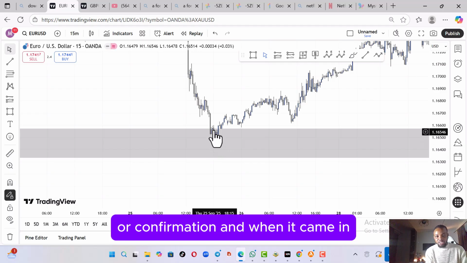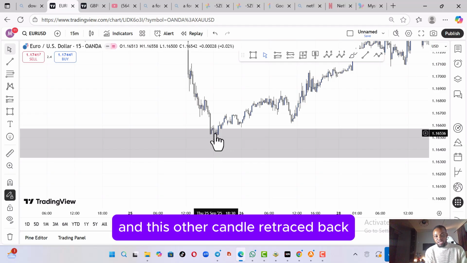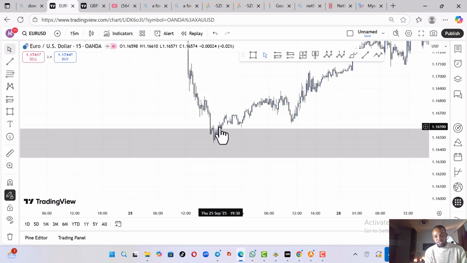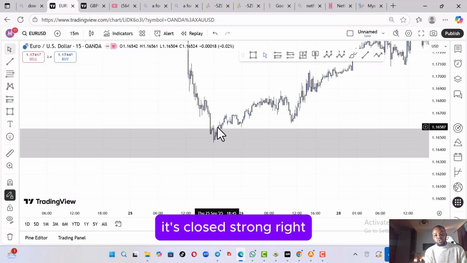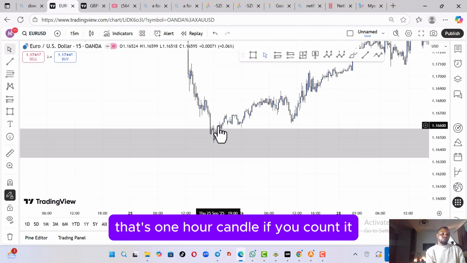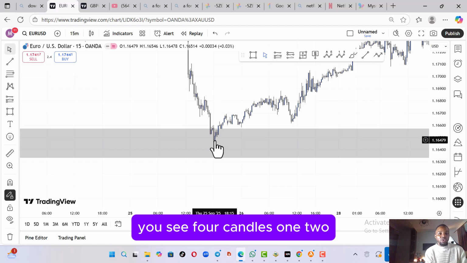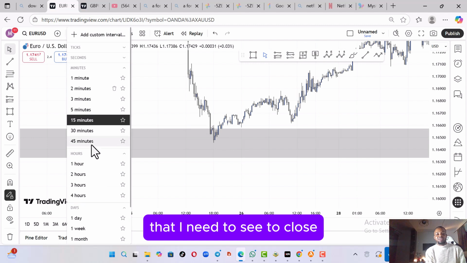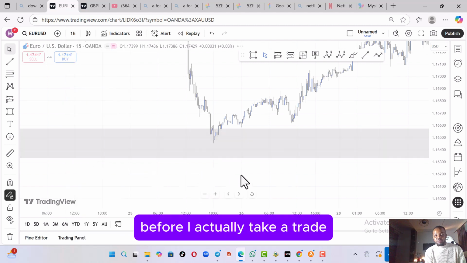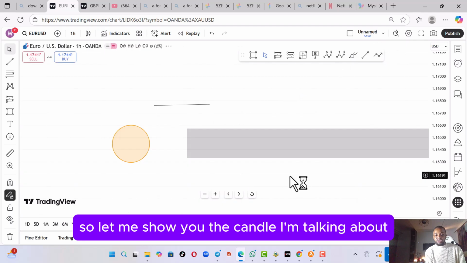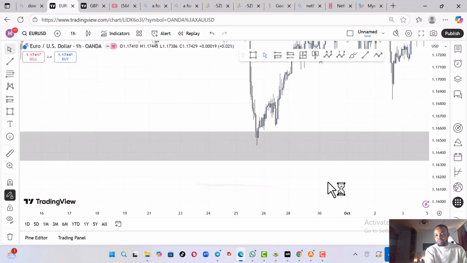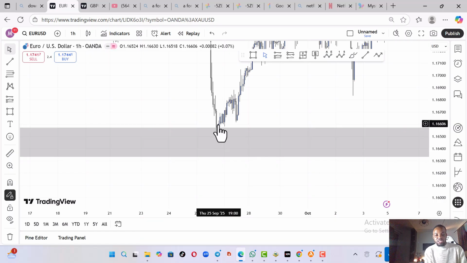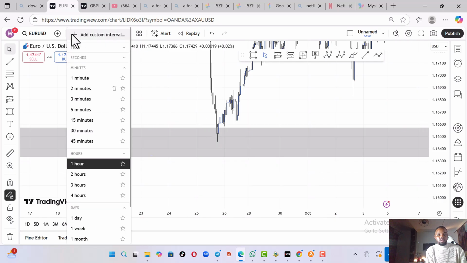And when it came in, the impulsive move here, and this other candle retraced back, the fourth candle, what happened to it? It closed strong, right? That's the 1 hour candle. If you count it, you see four candles: one, two, three, and four. That is the 1 hour candle that I'm talking about that I need to see close before I actually take a trade. So let me show you the candle I'm talking about. This candle right here, this one, that is what you are seeing.